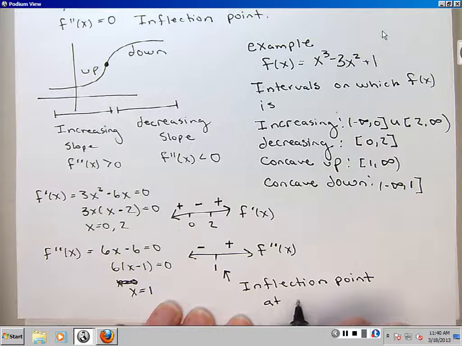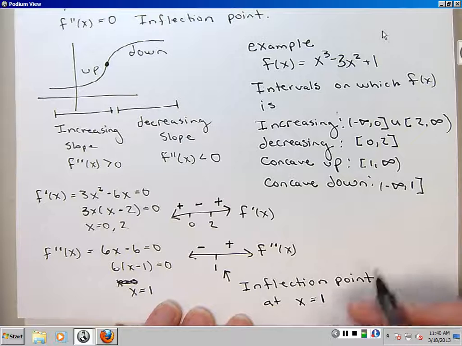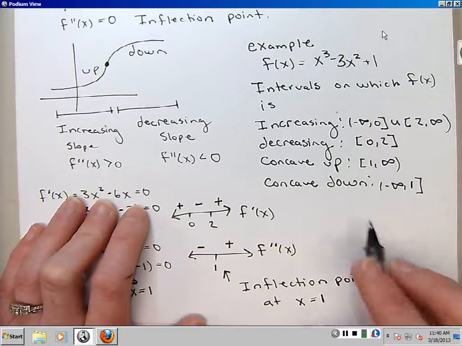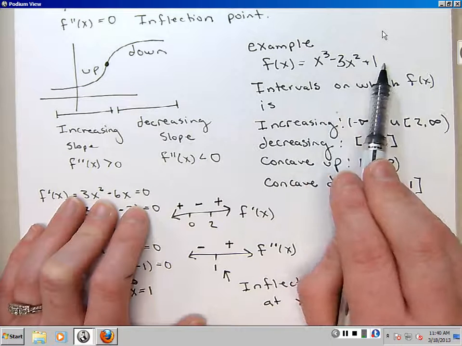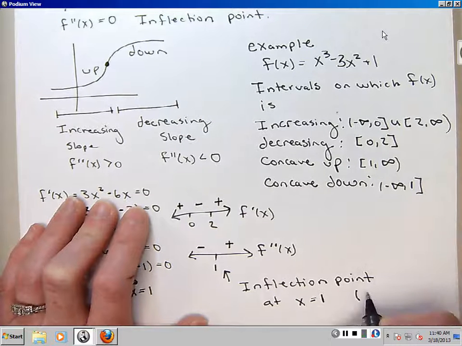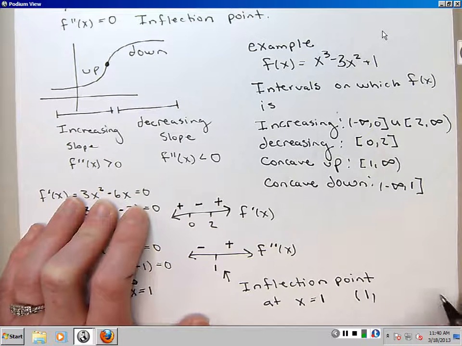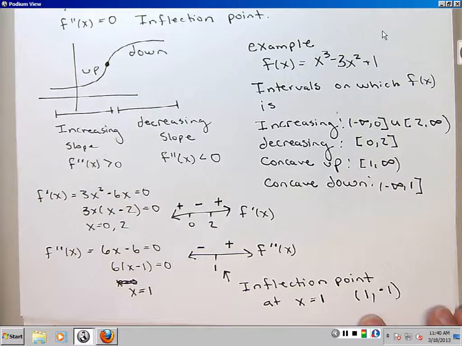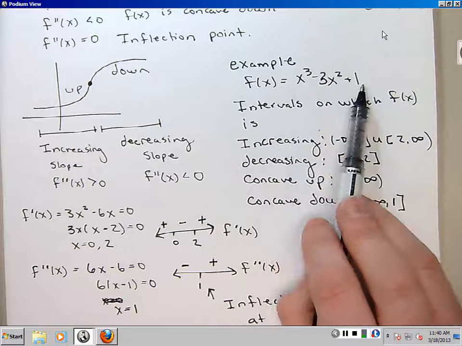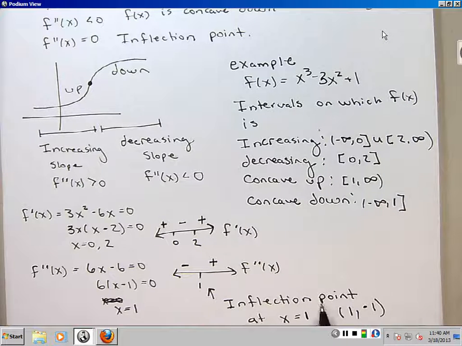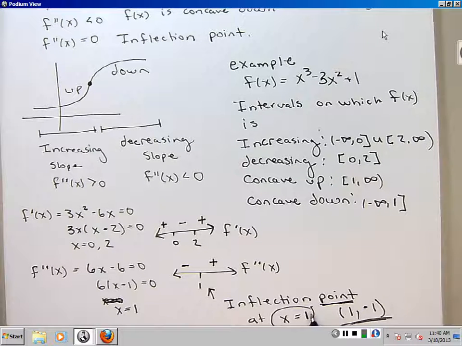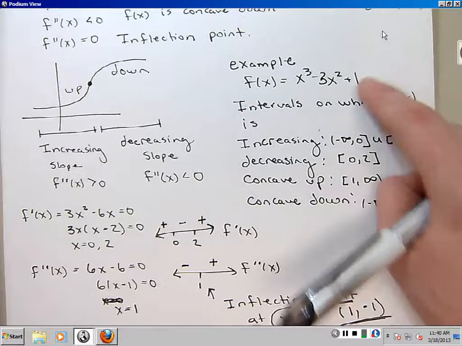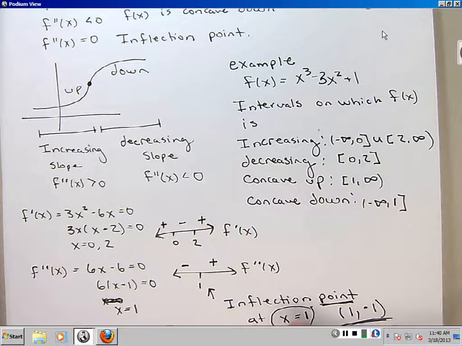And if they want a point, it would be at 1 comma minus 1, right? If I plug 1 back into my original function, I have 1 minus 3 plus 1. So if they want a point, a lot of times they want an x comma y. But you can always find the x component of that. Once you have the x component, you plug it back into the function to find the y component. This is the inflection point of the graph. It's when I'm changing from concave down to concave up.